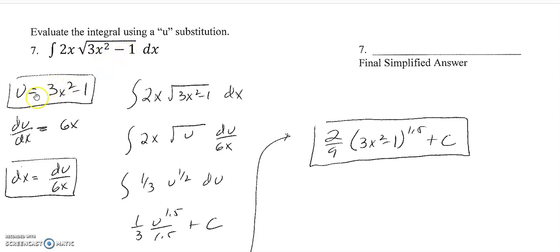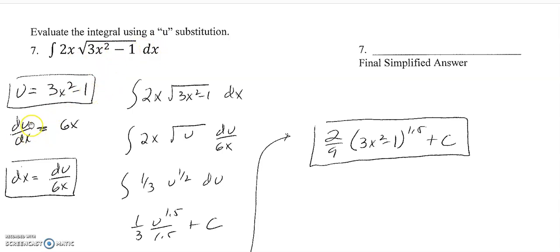Number two, once you take u, which is 3x squared minus 1, we take the derivative of u with respect to x. So the derivative of 3x squared is 6x, and the derivative of minus 1 is 0. Then, since we look at the original, we're going to substitute in. There's no du over dx. We're going to solve to get dx.